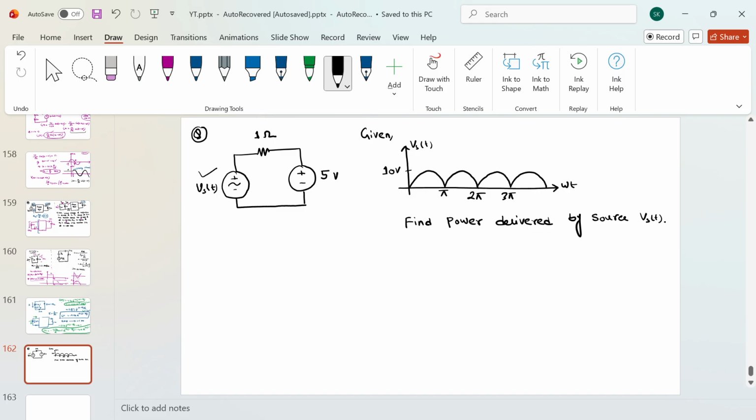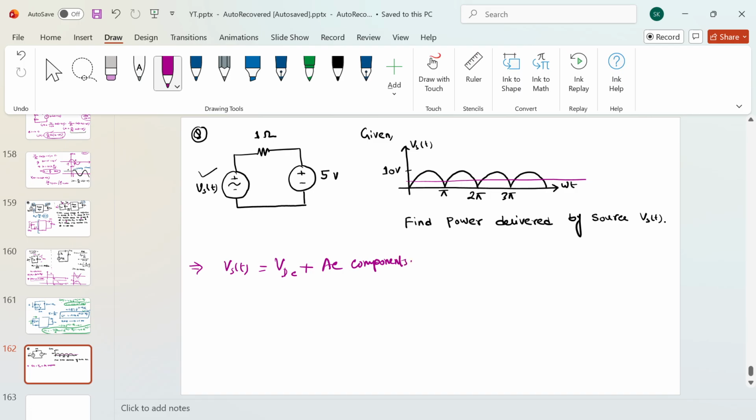The power delivered by the source basically will be consumed by this 1 ohm, and it will go to this 5 volt battery also. So first of all, if I write down the Fourier series expression for Vs(t) for this particular waveform, it has a DC component, plus it will have AC components also, right?